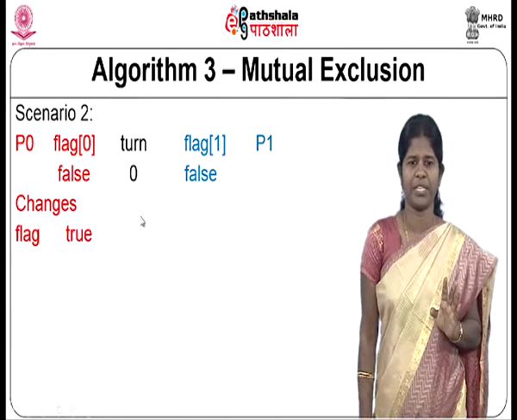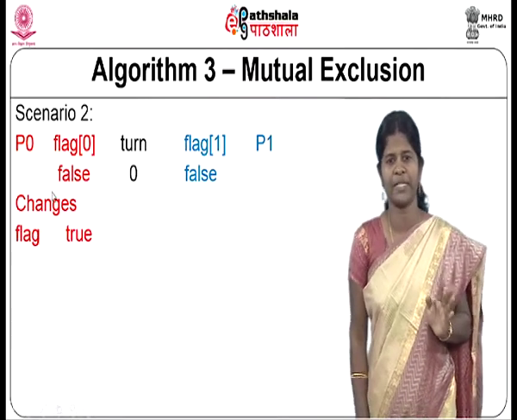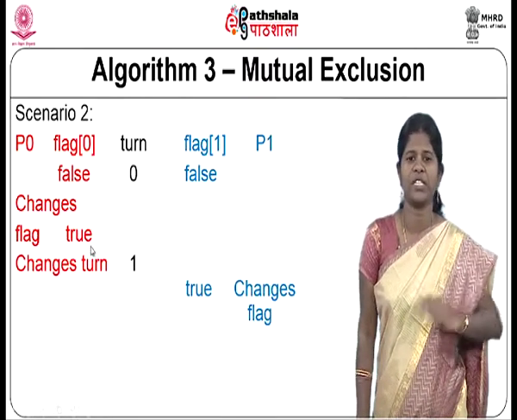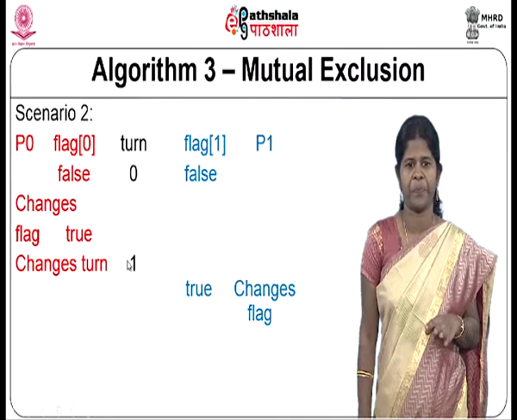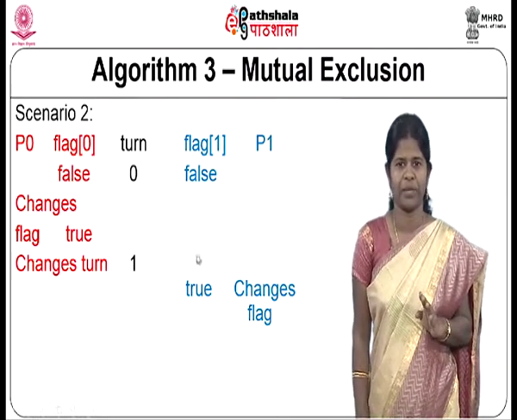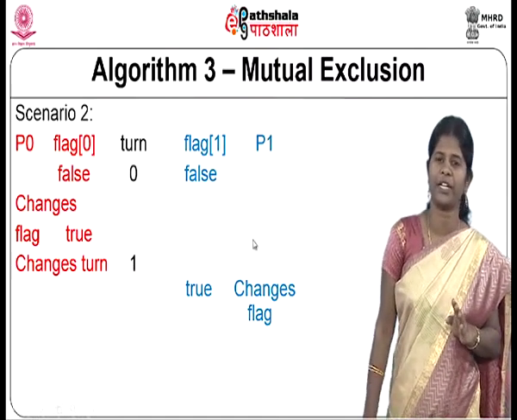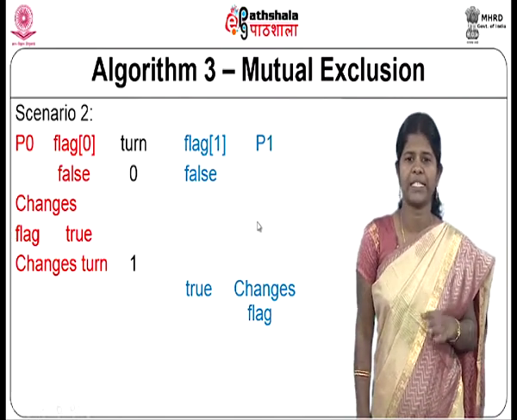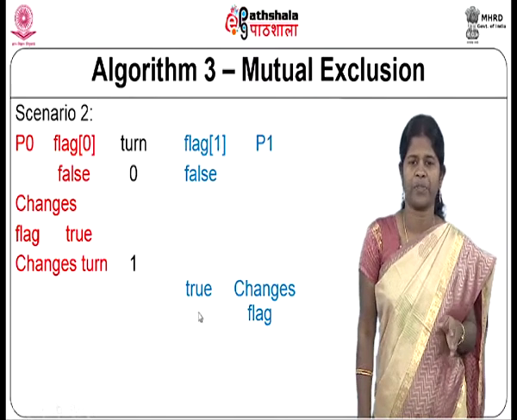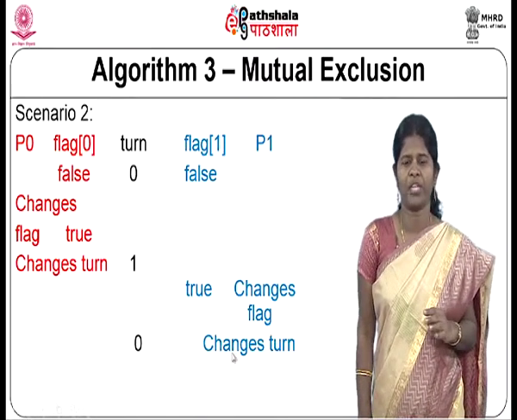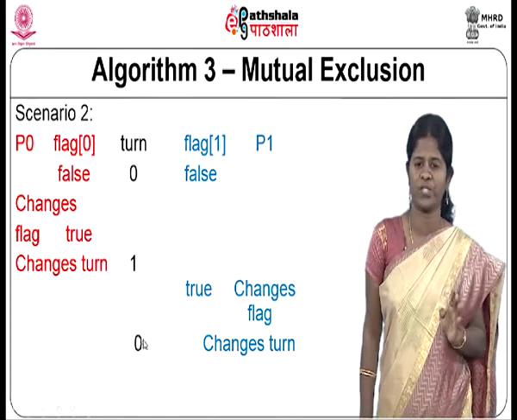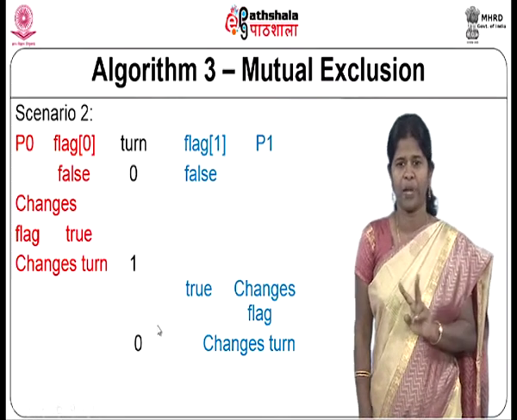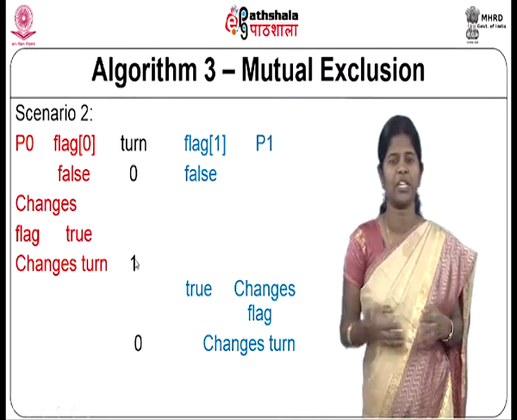Now, P0 wants to enter critical section. So, P0 changes flag of 0 to true, and then it changes turn equal to 1, and say there is a context switch now, and P1 also wants to enter critical section. So, what does P1 do? P1 will set its flag of 1 to true, and then P1 will change the value of turn equal to 0.